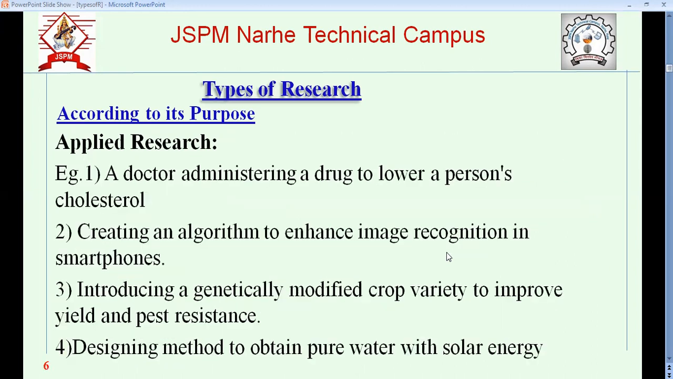We have already seen applied research examples. Like we have discovered a medicine, and we want to see the efficacy of that medicine for a particular person. Here the example given is to lower the cholesterol of the person. Maybe next is creating an algorithm for image recognition. We know image recognition is used to identify the person.